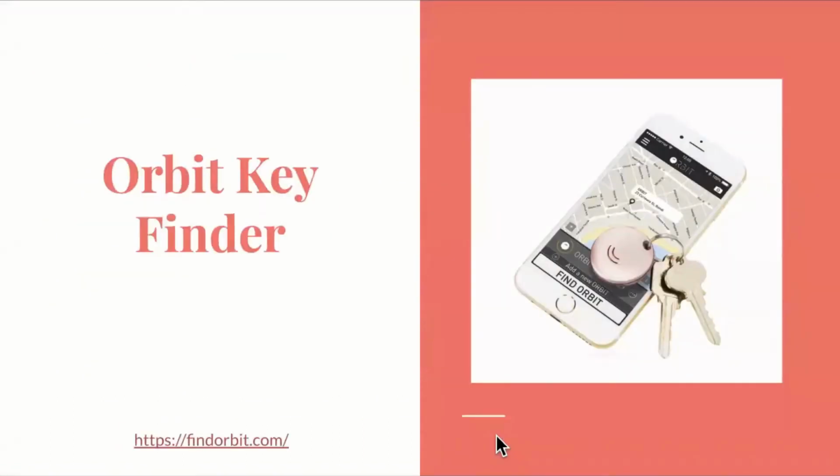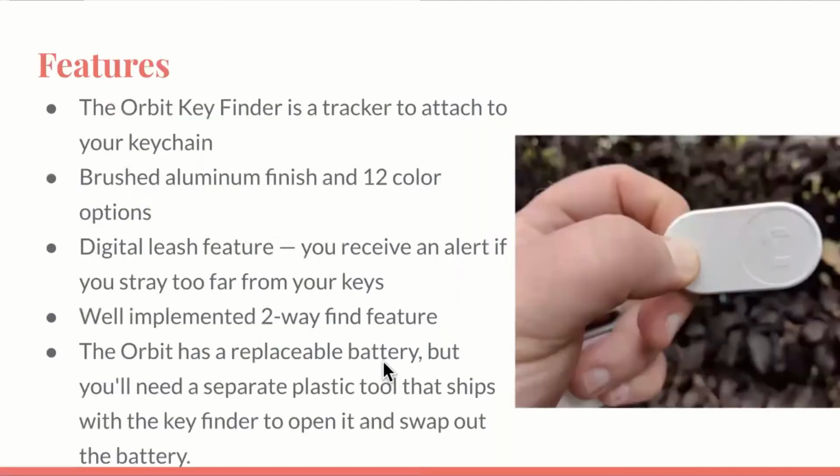Another option is called the Orbit Key Finder. And again, the link is located here at the bottom of the page. Some of its features include that it is able to be attached to keychains to act as a tracker. It has a brushed aluminum finish and 12 color options. There is a digital leash feature, which means you receive an alert if you go too far from your keys. It has a well-implemented two-way find feature.